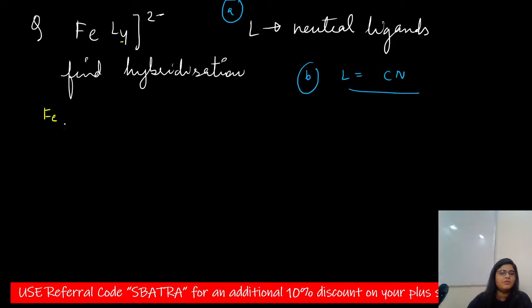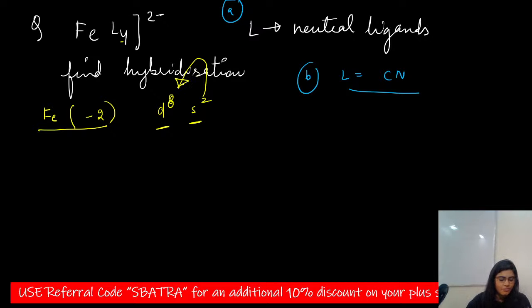If L is a neutral ligand, the oxidation state of iron will be -2. Iron is d6s2, and if the oxidation state is -2, that means it's a d8 system, so d8s2. We need vacant orbitals, so definitely it will now be converted to a d system.